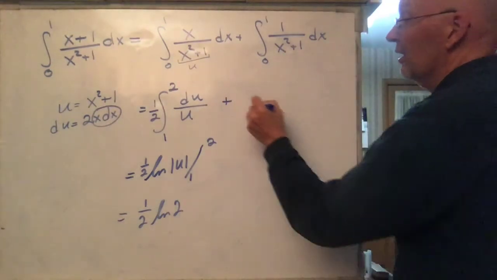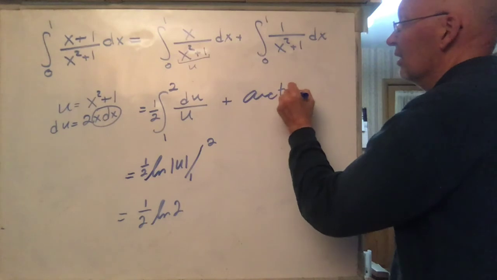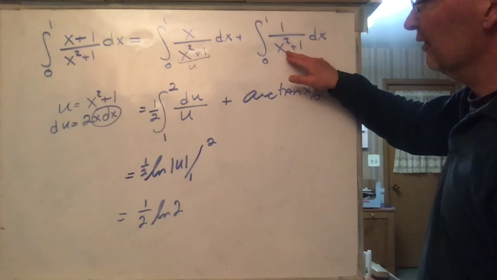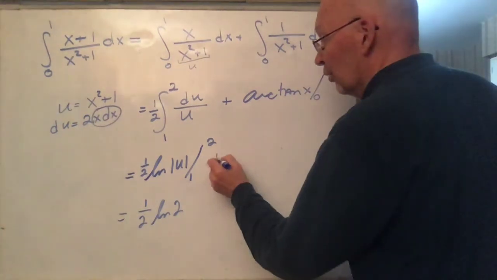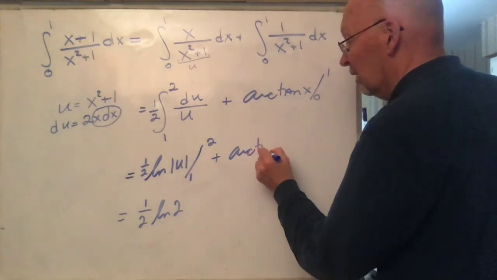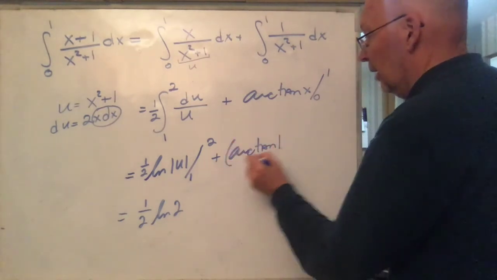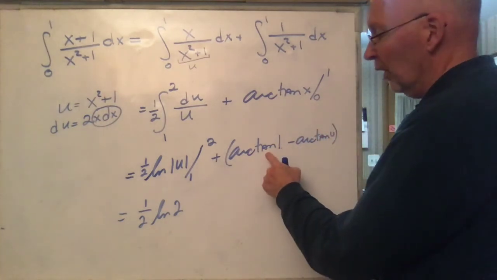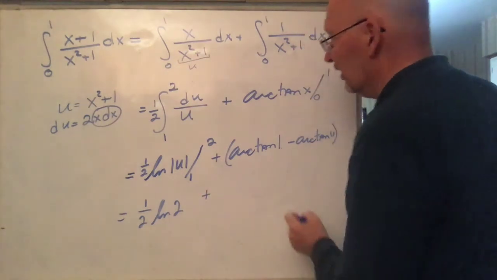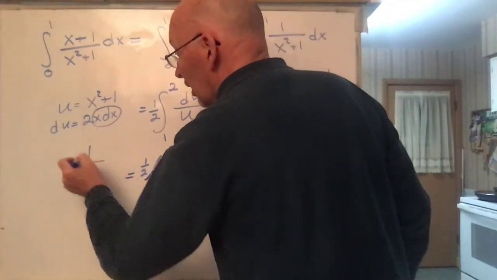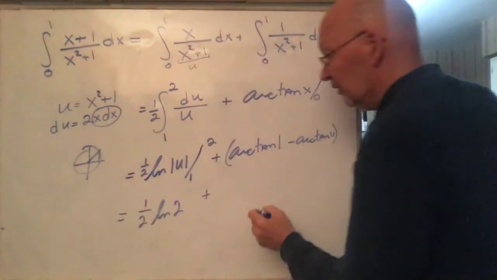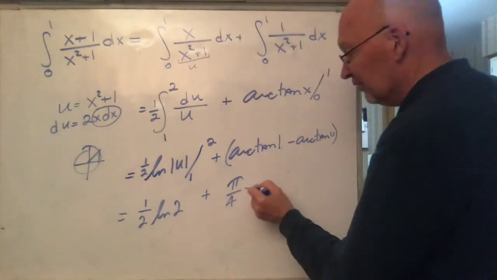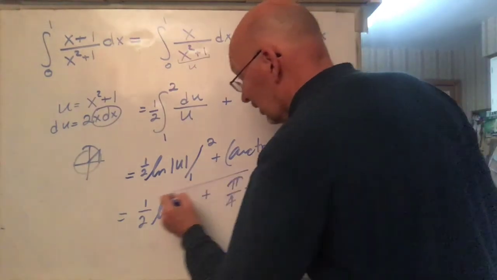Do you recognize it? That is the arctangent of x from 0 to 1, because the derivative of the arctangent is equal to that. And so here, this is going to be the arctan of 1 minus the arctan of 0. The arctangent of 1, that's the angle whose tangent is 1. What's the angle whose tangent is 1? That's your 45 degrees, or pi over 4. And what's the angle whose tangent is 0? That's just 0. So there's your final answer right there.